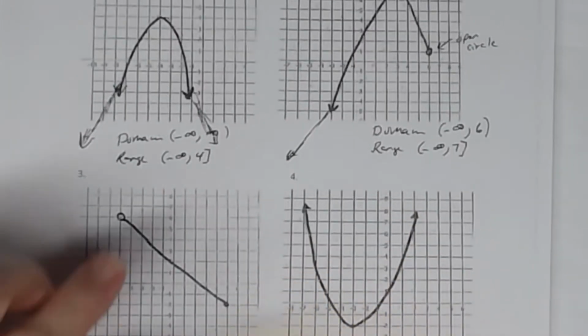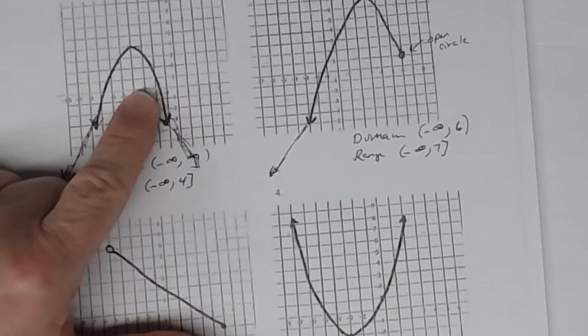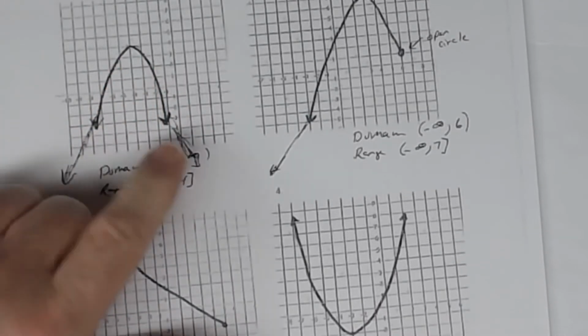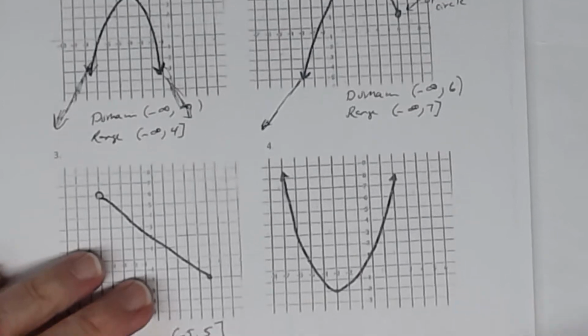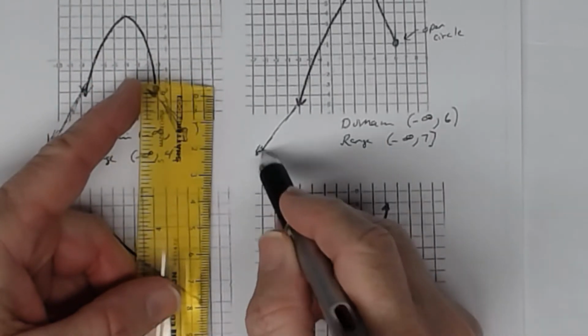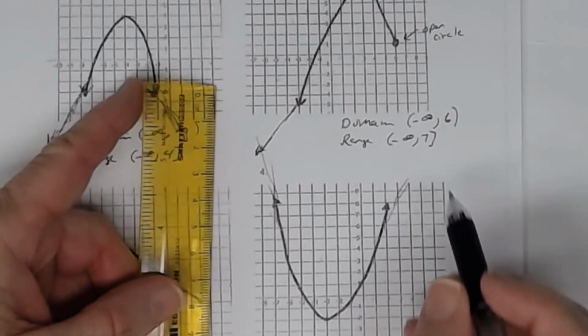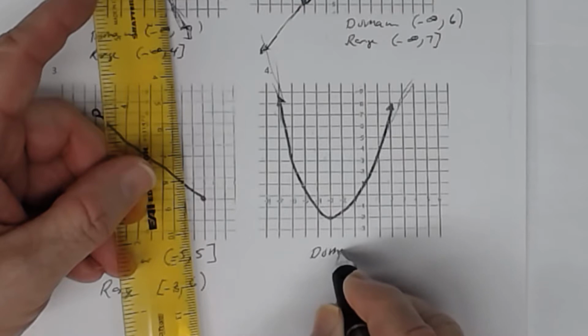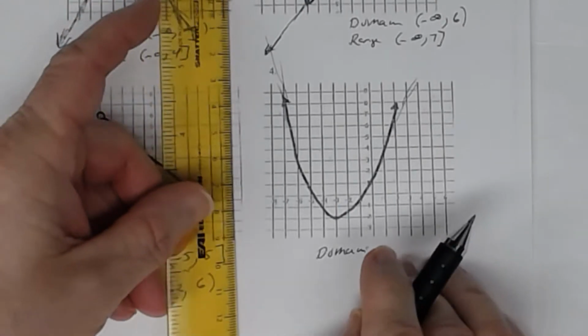Okay, now let's look at number 4. Number 4 is the same idea as this one, except in the last one the parabola pointed down, and in this one the parabola points up. So same idea. Just think of these arrows as going this way, and then think of these as going this way. So for the domain, you're going along the x-axis.